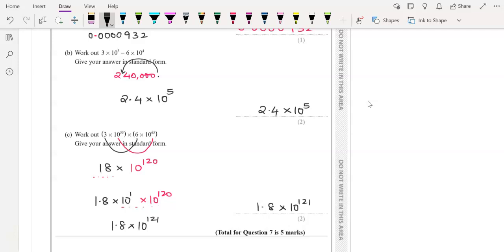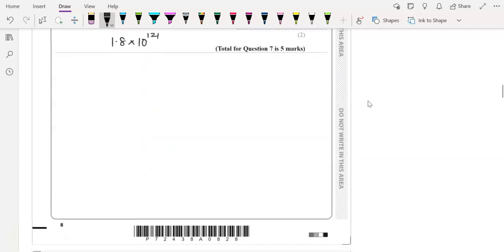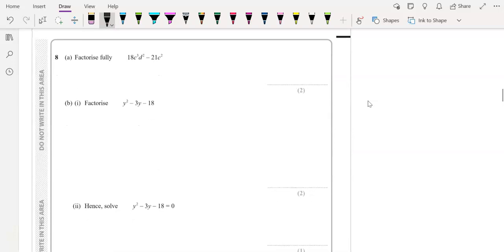Question 8. Factorize fully. Now to factorize, we need to find the HCF. Now to find the HCF of 18 and 21, we need to look for the biggest number that can divide 18 and 21. So the biggest number that can divide 18 and 21 is 3. So I can factor out 3.